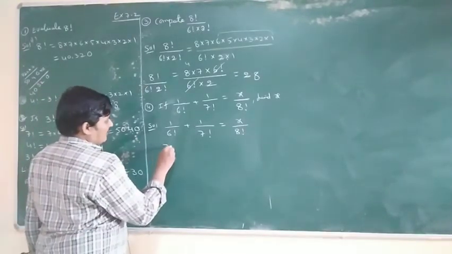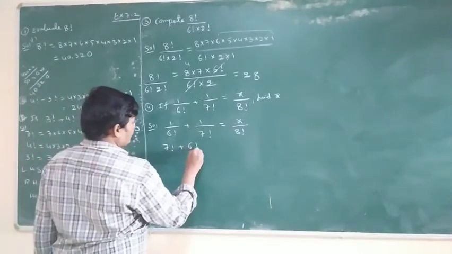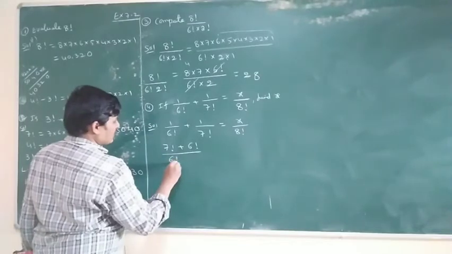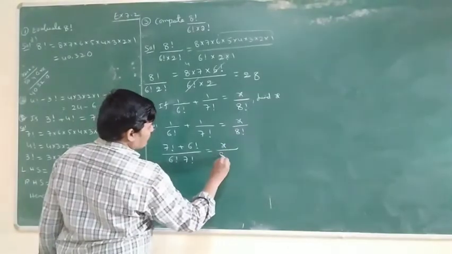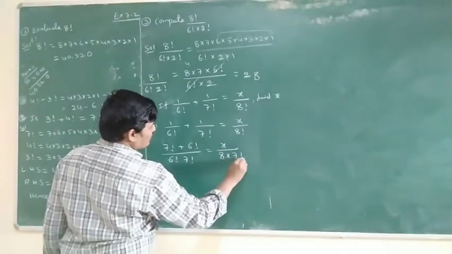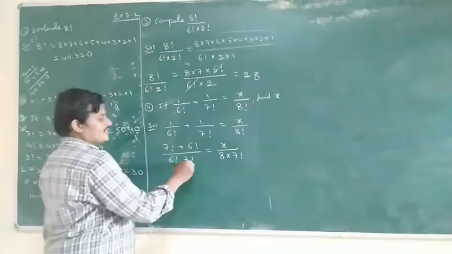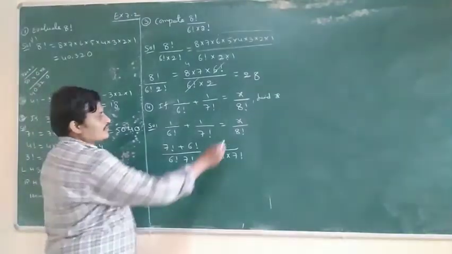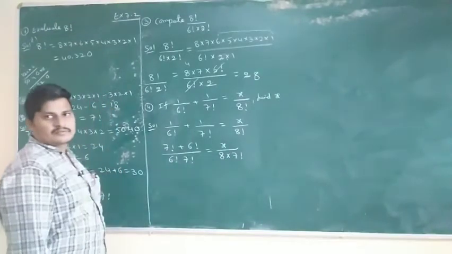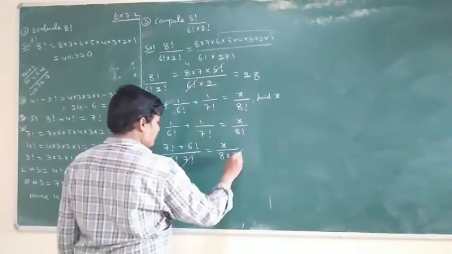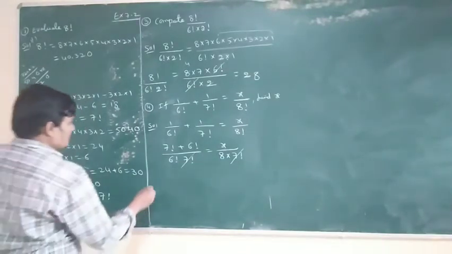LCM: 7 factorial plus 6 factorial by 6 factorial into 7 factorial is equal to x by 8 factorial, which is 8 into 7 factorial. Okay, LCM 7 factorial plus 6 factorial by 6 into 7 factorial. So x by 8 factorial is equal to 8 into 7 factorial. Clear? 7 factorial cancels. Okay.